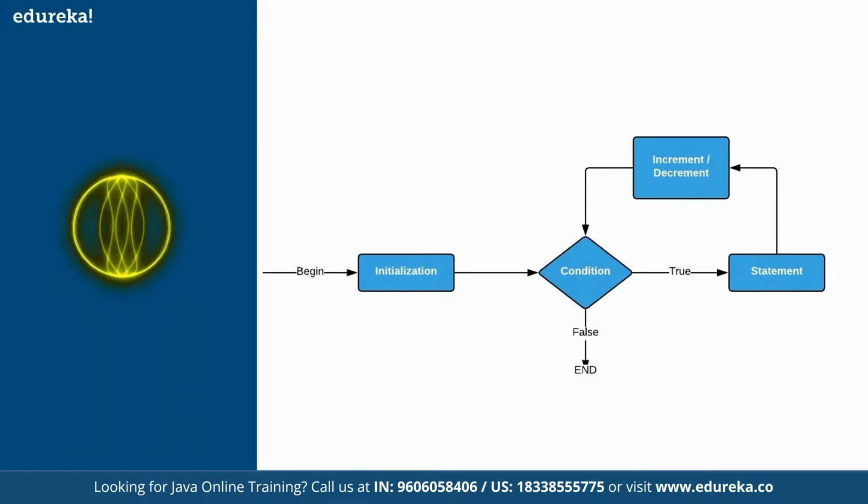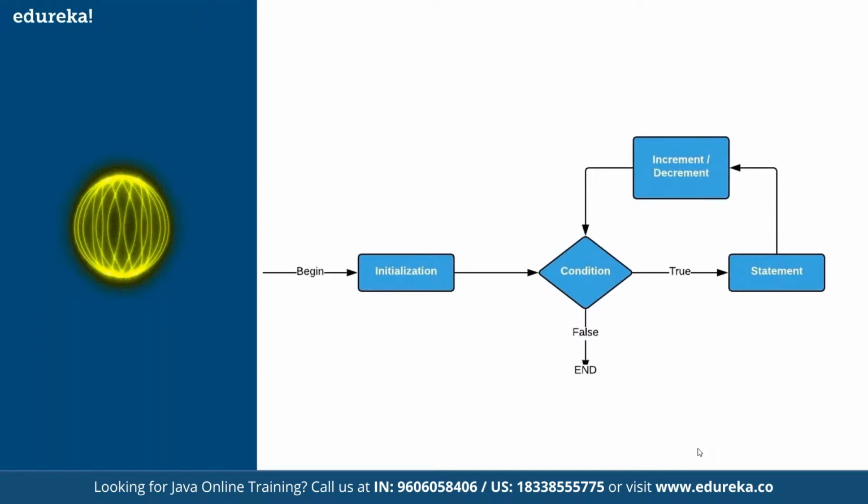We'll begin and then start with the initialization. Once the initialization is completed, we'll check for a condition, whether the condition matches or not. On the basis of this condition, whether it is yes or no, we'll execute the statement, and after that, we'll perform the increment or decrement. This is how we perform the for loop. This is the basic flow of a for loop.